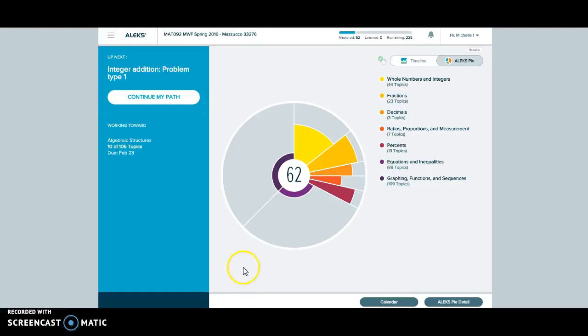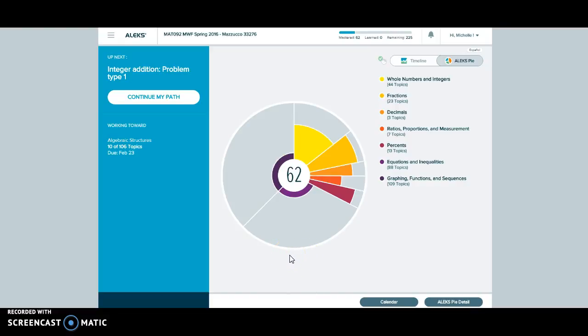This tutorial will help you with how to work within ALEKS after you have taken your first initial knowledge check. So this is the screen that you will see after you answer, I believe it's 30 questions, so that the ALEKS system can see where you are at with your learning. And once you have taken that initial knowledge check, this is the screen that you will see. This is your pie chart.